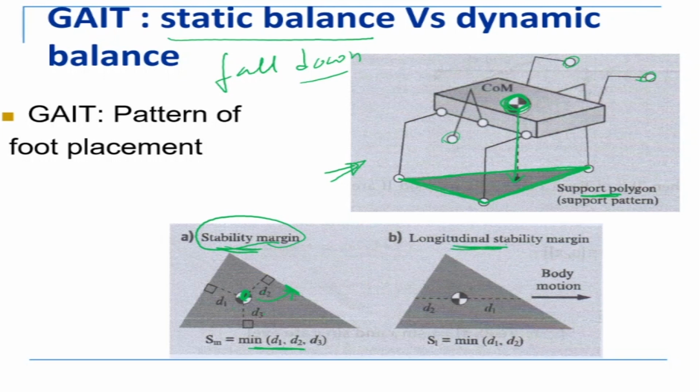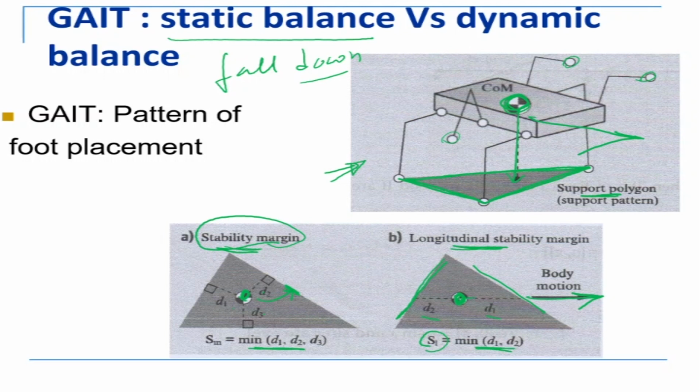The other one is longitudinal stability. If this is the motion of the body, for example, it is moving in this direction. In that case, this is your projection of center of mass. How far is it from this boundary and this boundary? So D1 and D2. So S1 is the minimum of D1 and D2. This is another margin of stability, which is the longitudinal stability margin.